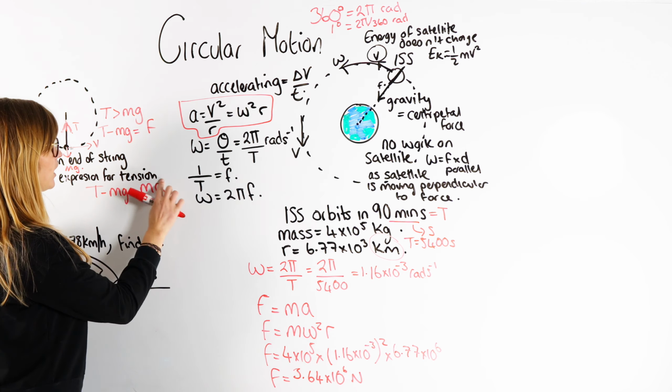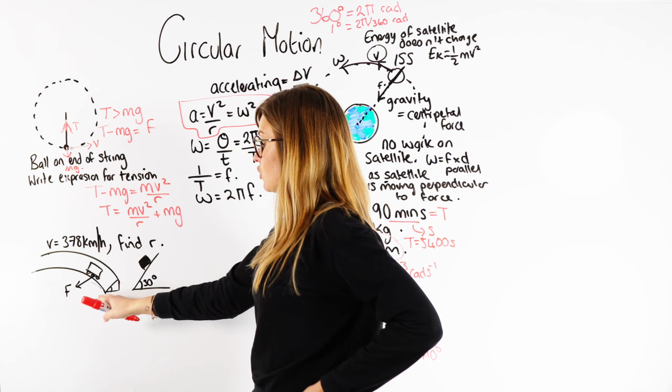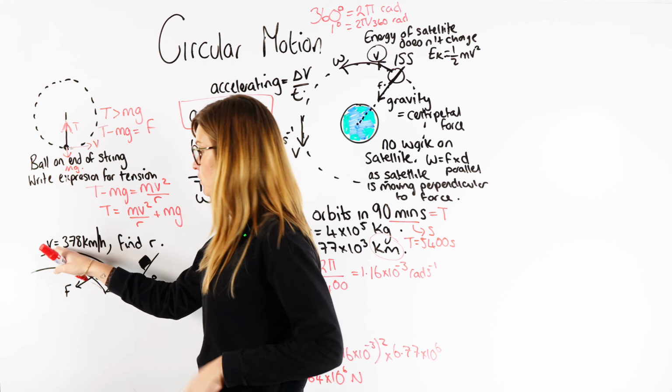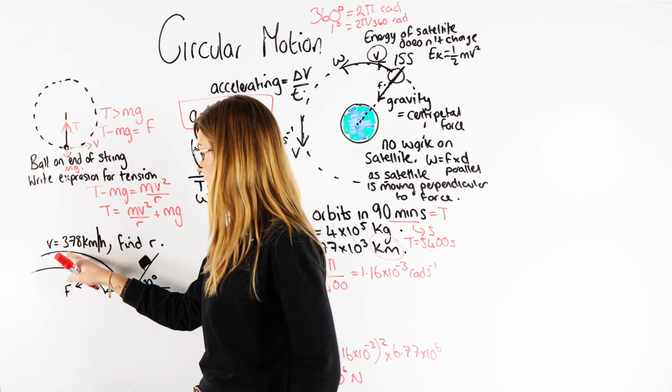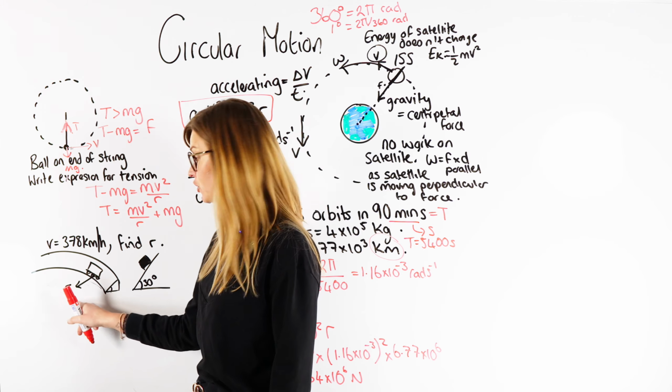Okay, the last way you might see circular motion coming up is a car on a banked curve. Sometimes you might see an airplane on a banked curve, or an airplane going in circular motion. So imagine we've got a car on a racetrack. We know it's going at 378 kilometers per hour, and I want to find the radius of its curve. If that car is going in circular motion, there's going to be a resultant force pulling towards the center of the circle.